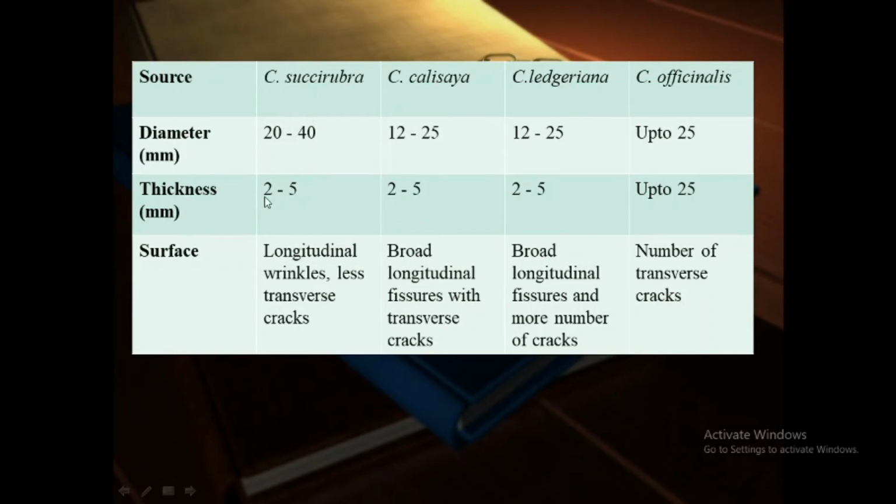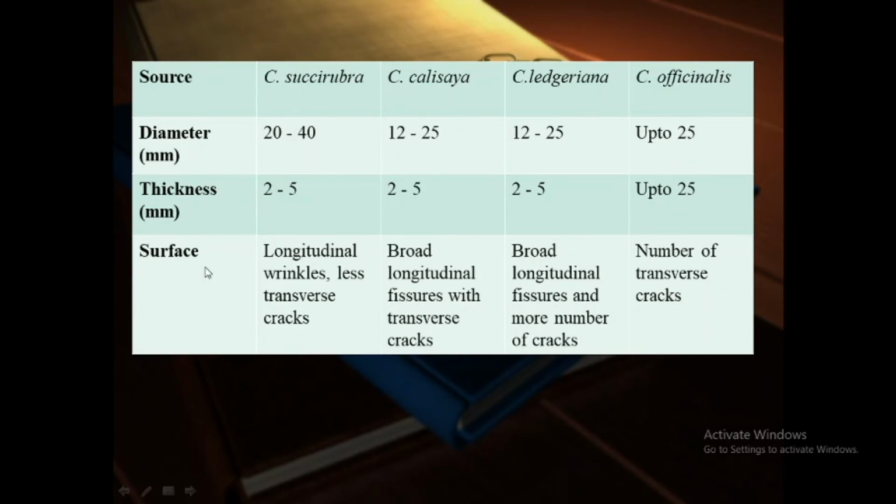Cinchona succirubra bark shows the thickness around 2 to 5 millimeter. Cinchona calisaya also shows the thickness around 2 to 5, and Cinchona ledgeriana shows the thickness around 2 to 5, whereas Cinchona officinalis shows the thickness up to 25 millimeter. So thickness of Cinchona officinalis is more as compared to other three varieties.